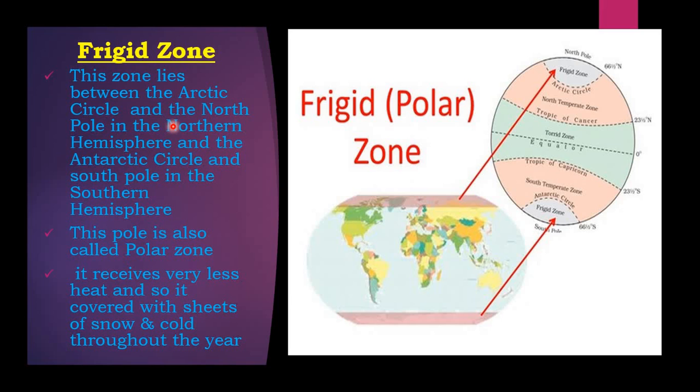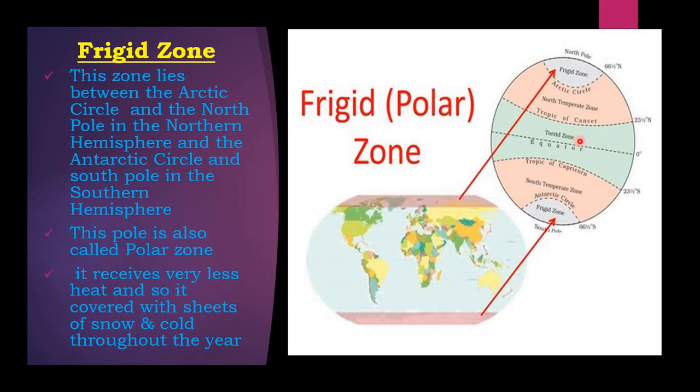We studied the first and second ones. Now we will study the third one, the frigid zone. Children, you can see in the picture here the frigid zone, so-called polar. Once again it is a globe. You can see the North Pole and the South Pole, and the frigid zone of the north and the frigid zone of the south.